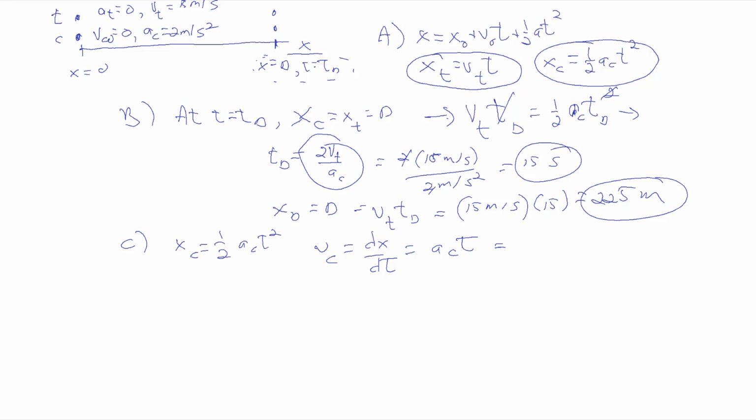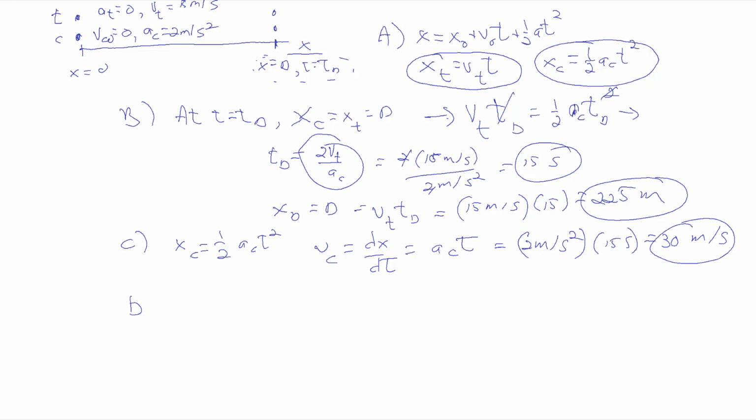So a sub c, a c times t, is 2 meters per second squared. The time is 15 seconds. So that's just 30 meters per second is how fast the car is traveling when it catches up to the truck.